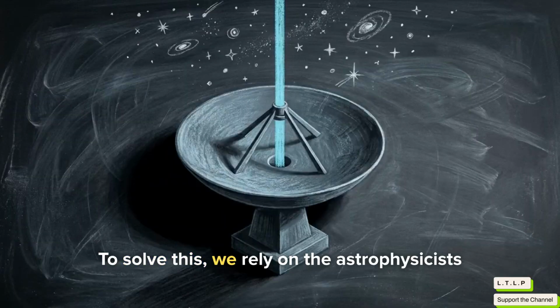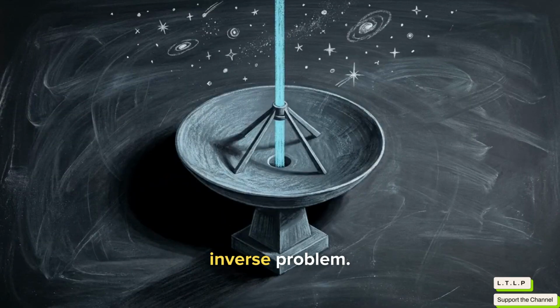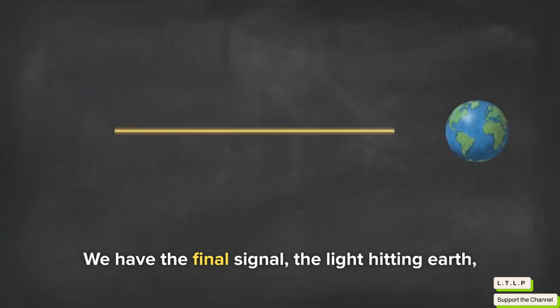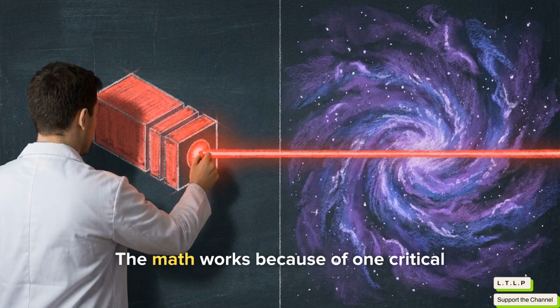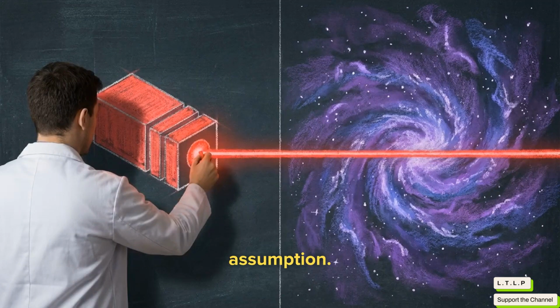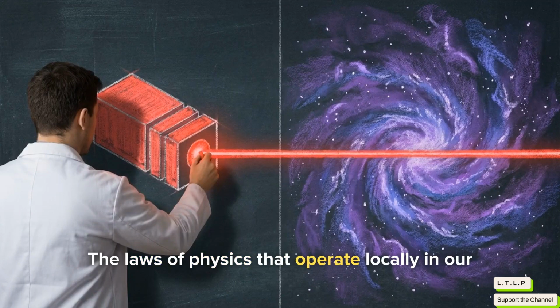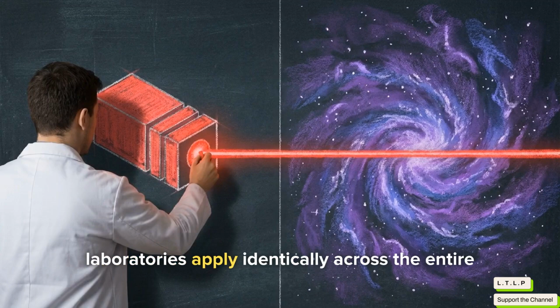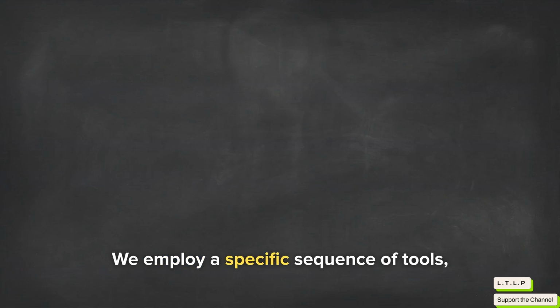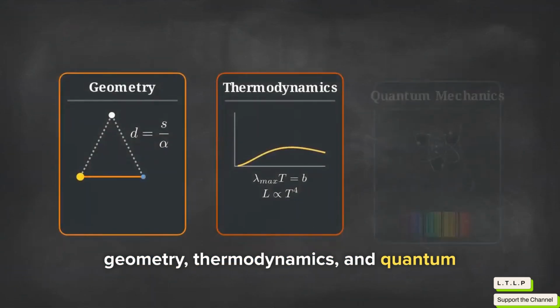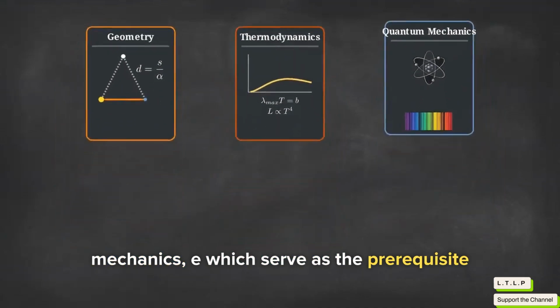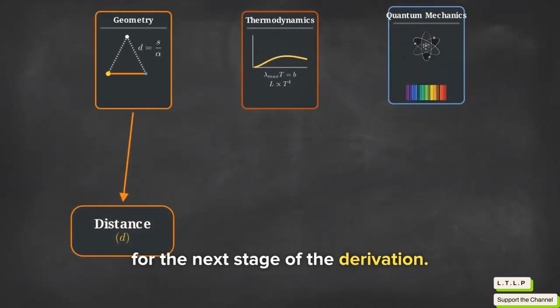To solve this, we rely on the astrophysicist's inverse problem. We have the final signal, the light hitting Earth, and we have to reverse engineer the source that created it. The math works because of one critical assumption. The laws of physics that operate locally in our laboratories apply identically across the entire cosmos. We employ a specific sequence of tools. Geometry, thermodynamics, and quantum mechanics each serve as the prerequisite for the next stage of the derivation.